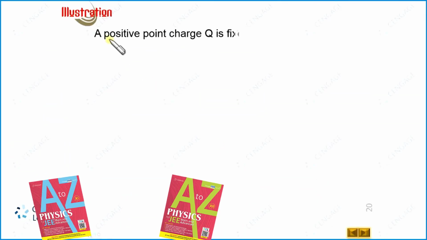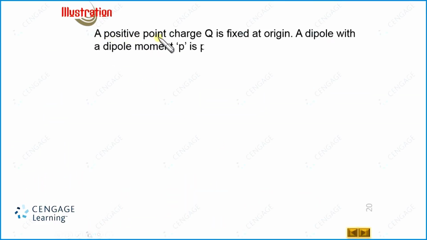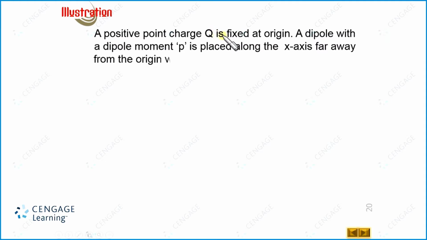In the next illustration, it is given a positive point charge capital Q fixed at the origin. A dipole with dipole moment P is placed along the x-axis far away from the origin. That means at a large distance from the origin, the dipole is placed and it is pointing along the positive x-axis.